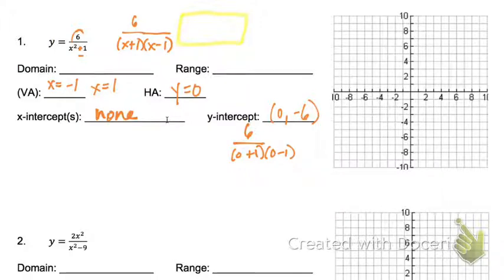So I'm going to graph my vertical asymptotes. So -1 and 1. And then my horizontal is going to be at 0. Why aren't there any x-intercepts? Because I have a horizontal asymptote at 0.